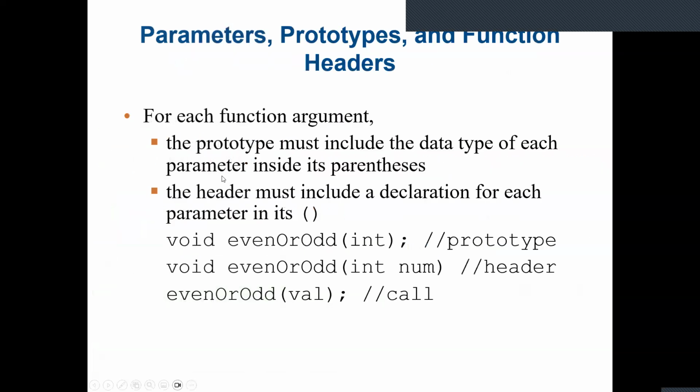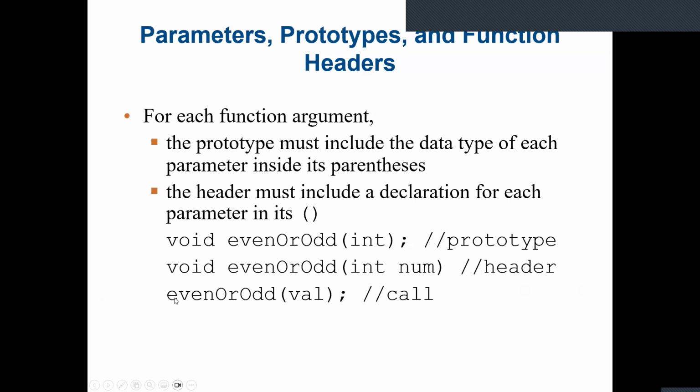Now, for each function argument, the prototype must include the data type of each parameter inside its parentheses. So that's the example here. When we declare a function or the function prototype, we really don't have to include the variable name or the parameter, just the type. So we can have void, even or odd, int. Then here, this is our function header. We need to include the variable or the parameters.